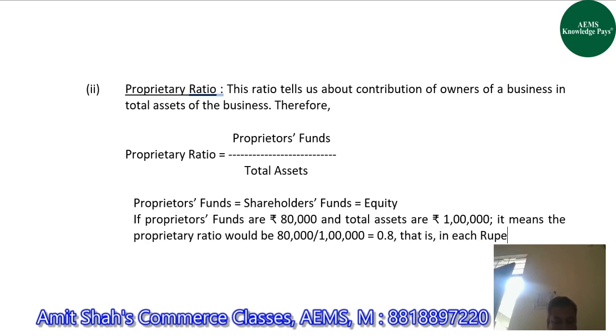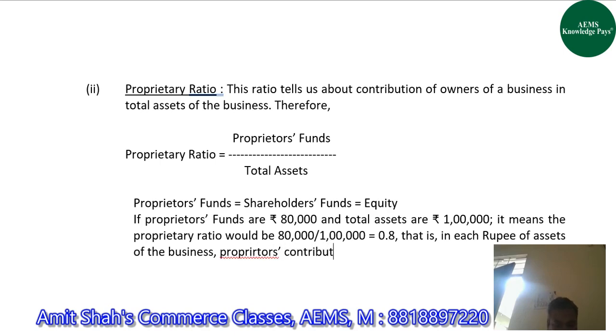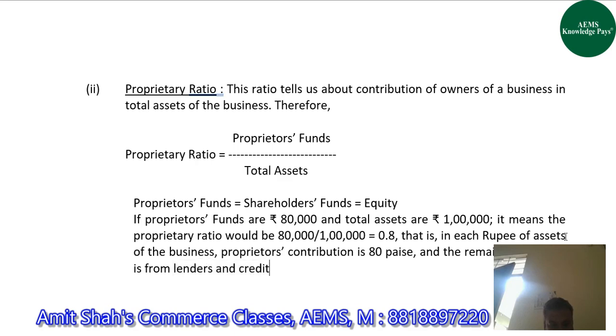That is, in each rupee of assets of the business, proprietors' contribution is 80 paise, and the remaining 20 paise is from lenders and creditors, or from outsiders, that is lenders and creditors of goods and services.